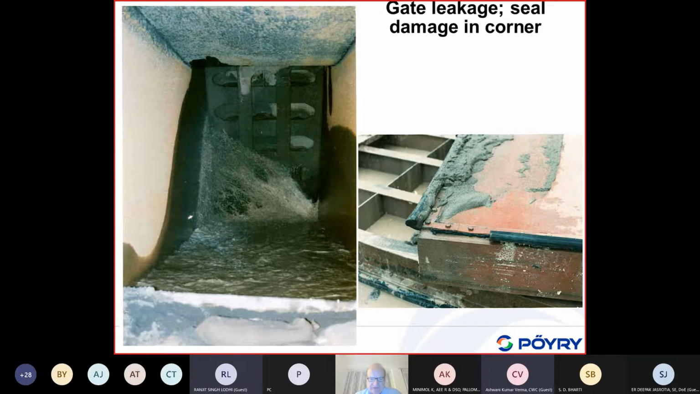We see here some leakage occurring here at the corner. And we see here, if we take away this gate, this is another gate. Let me say it's not the intermediate level. If you look here, the ceiling is deficient, and here it is missing, causing this kind of splashing of water.